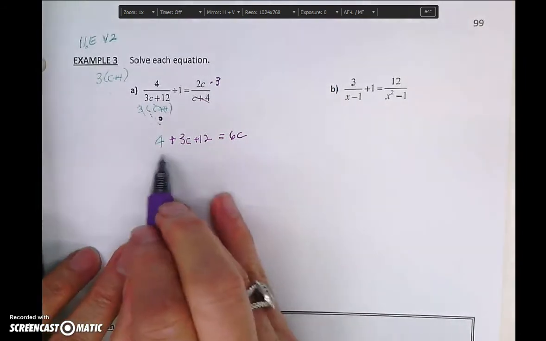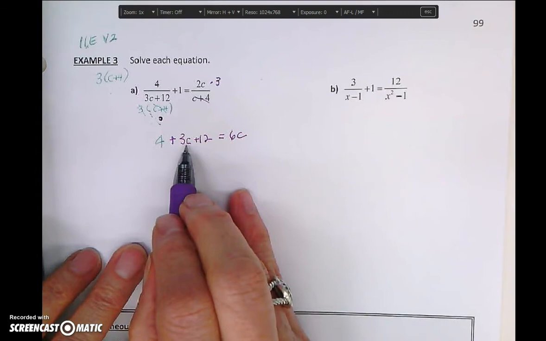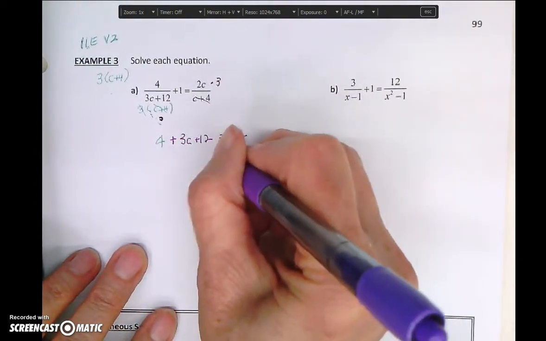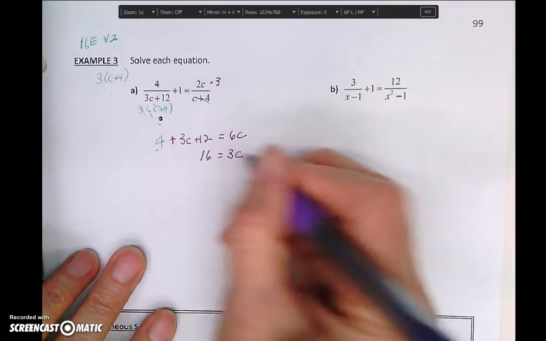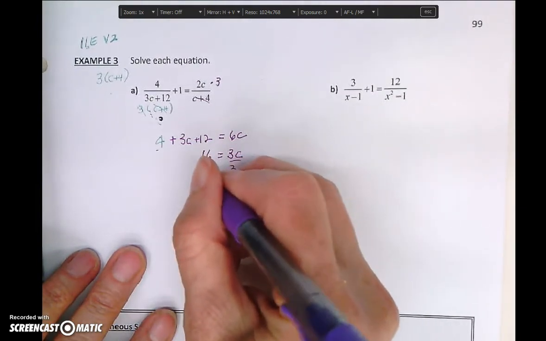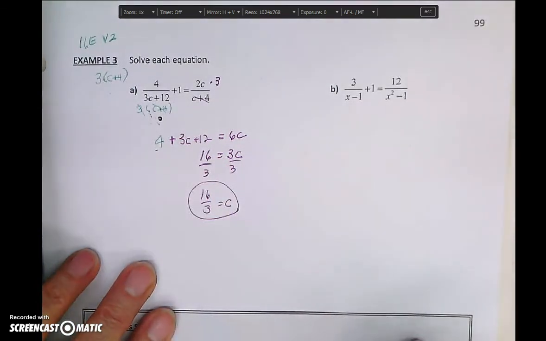All right, so then I'm ready to solve it. There are no squares, so I want to isolate my C, so I'm going to subtract 3C, and that's going to give me 3C over here, and then 4 plus 12 is 16. And then I'm going to divide by 3, and I'm going to get 16/3 is equal to C.